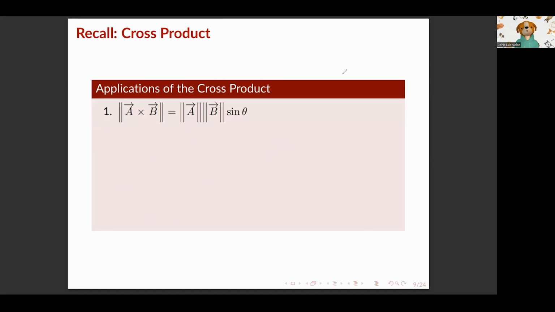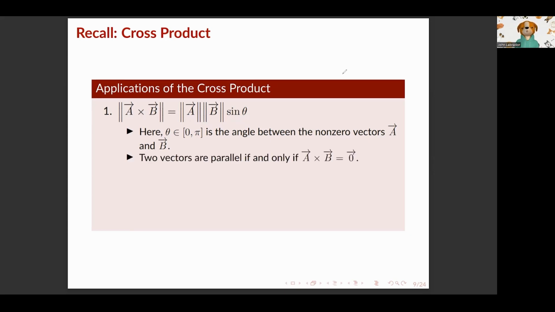So the norm of the cross product of A and B is just equal to the product of the norms of A and B and sine theta, where theta is again the angle between two non-zero vectors A and B, and it is inclusive between 0 and pi. So the two vectors are parallel if and only if the cross product is equal to the zero vector.